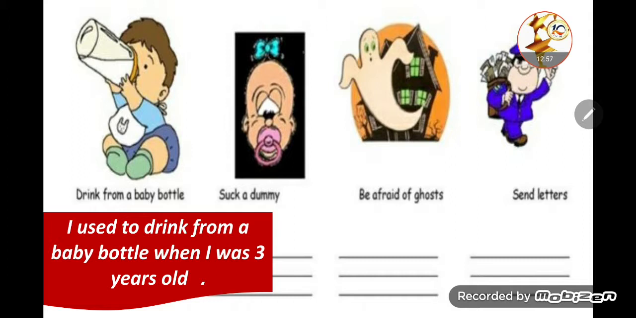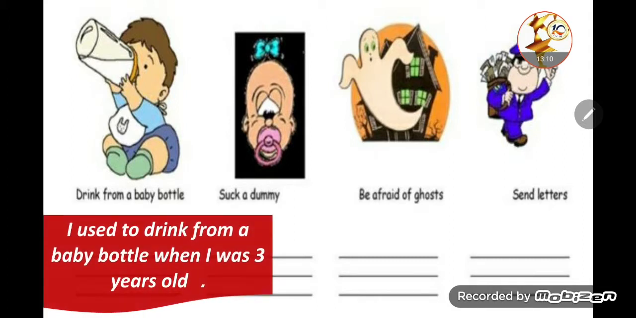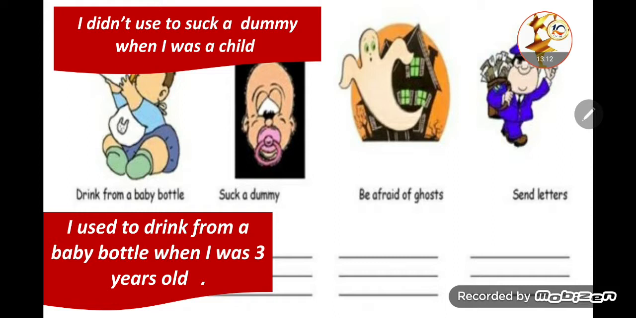Let's go to the second, suck a dummy, which is the baby's pacifier. Did you used to suck a dummy when you were a baby? Were you used to taking the pacifier when you were a baby? Let's see. I didn't use to suck a dummy when I was a child. I wasn't used to using a pacifier when I was a little boy or baby.